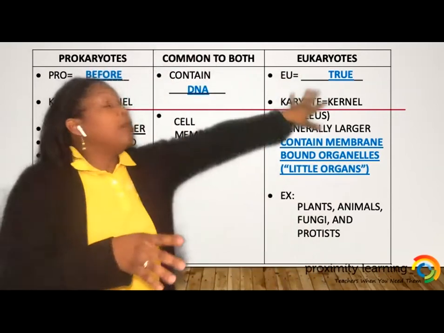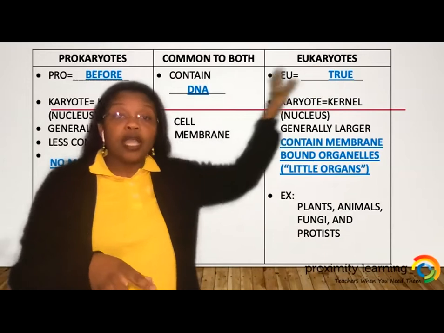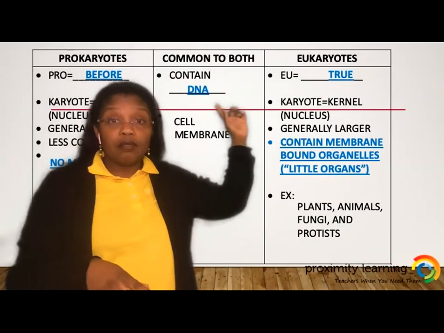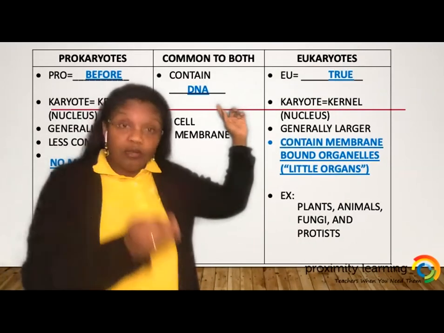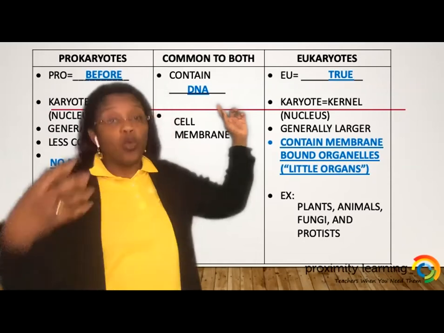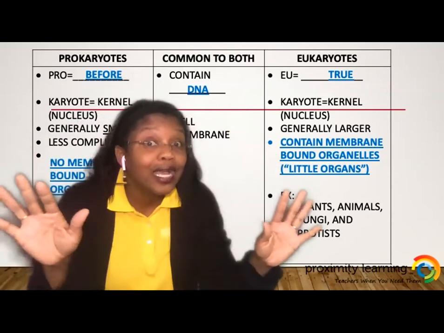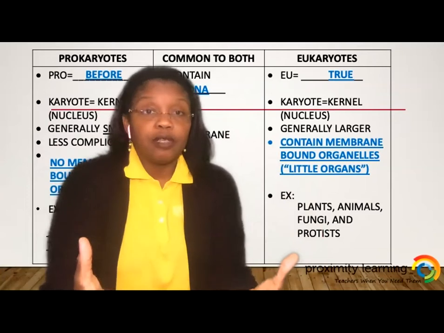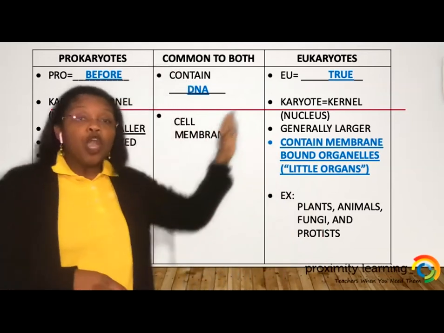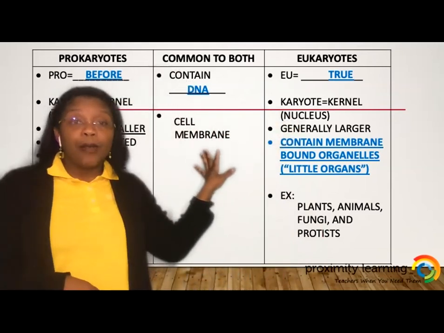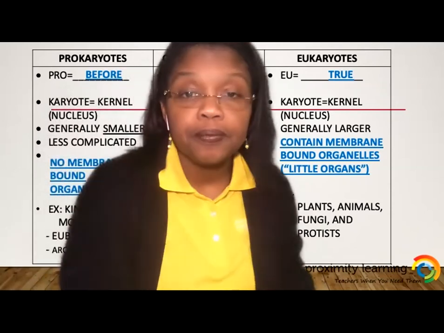But one thing that eukaryotic and prokaryotic cells have in common is that they both contain DNA. Bacteria has DNA just like we have DNA. Obviously, they're different, but the concept of having genetic material is there. Both of them have what they call a cell membrane. We'll talk about what that is in a moment.